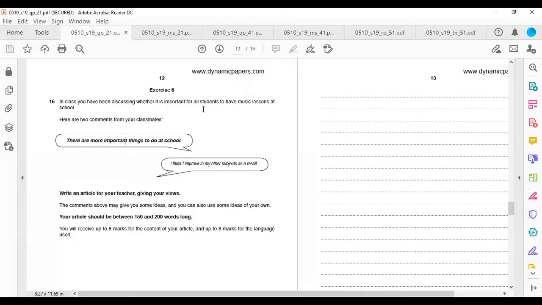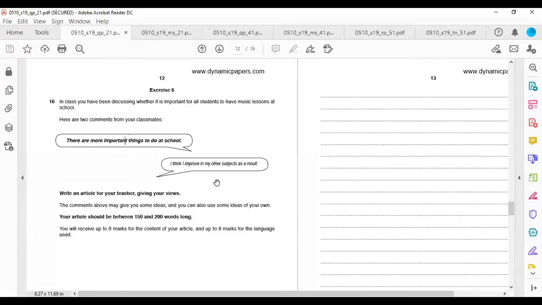Then either give 1 long body paragraph of support or 2 short body paragraphs of support, then 1 of an opposing view, an idea that contradicts your point of view, and refute it, deny it, reject it, don't accept it, prove that this is wrong. And then finally, you state your opinion.